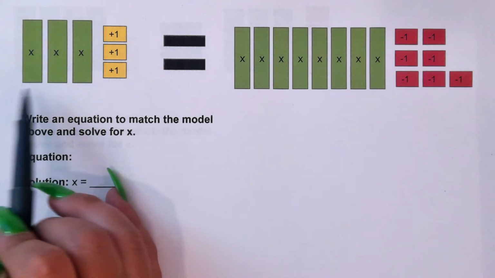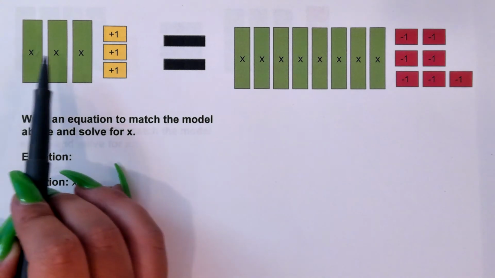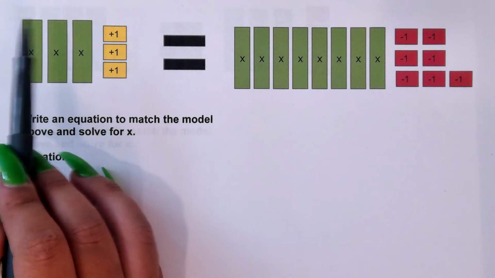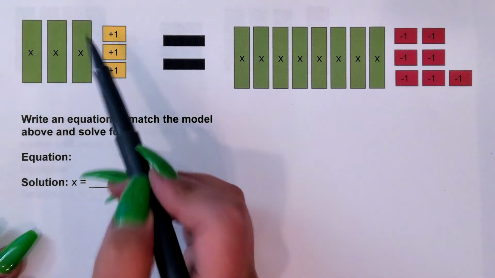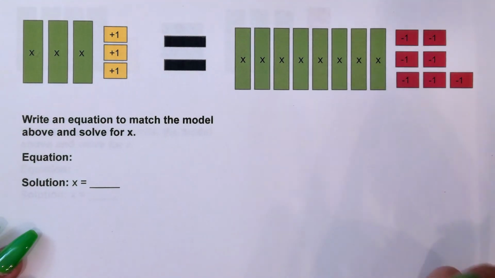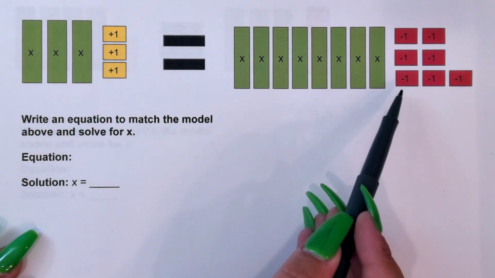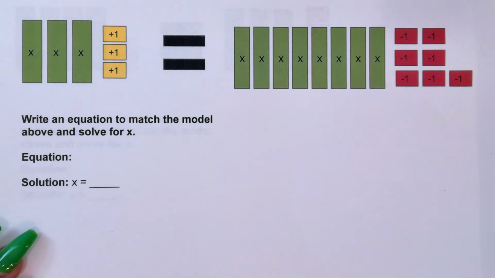So the bigger rectangles are going to be your x's. Some of them won't be labeled, but you need to know that the rectangle ones are going to be your x's or your variables. The smaller ones are going to be your numbers without variables. Sometimes they'll have them labeled. Other times it's usually the ones that are shaded that are going to be the negatives.